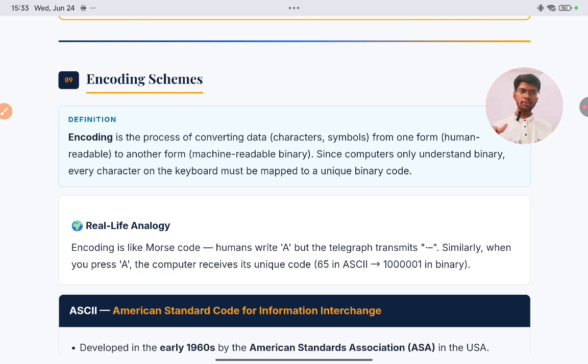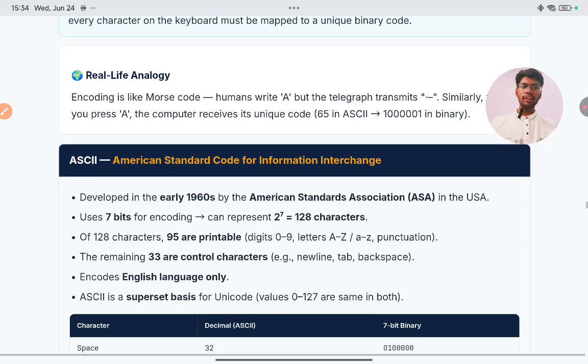Number system is over as of here. Then we come to encoding schemes. So what is encoding basically? Encoding is the process of converting data or characters or symbols from one form, let's say human readable form, to another, a machine readable binary form. Since computers only understand binary, every character on the keyboard must be mapped to a unique binary code, right?